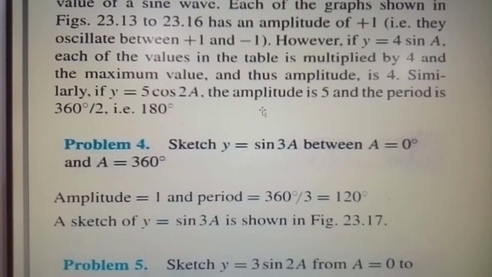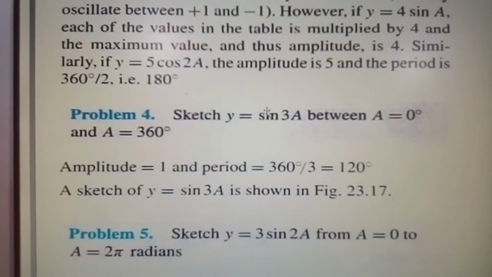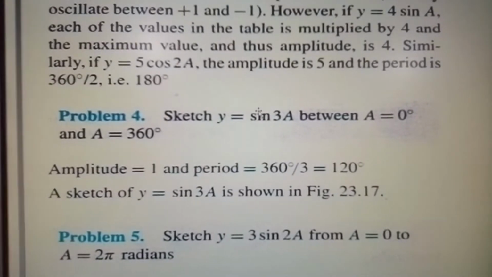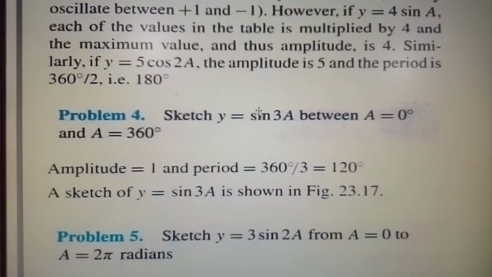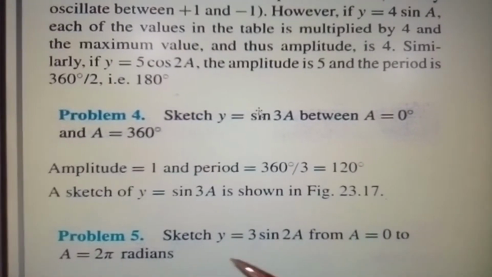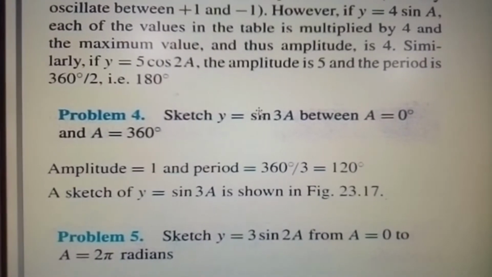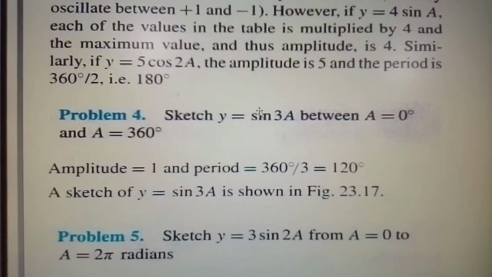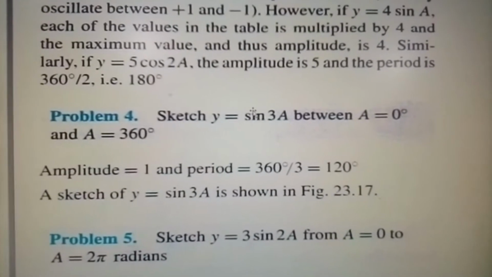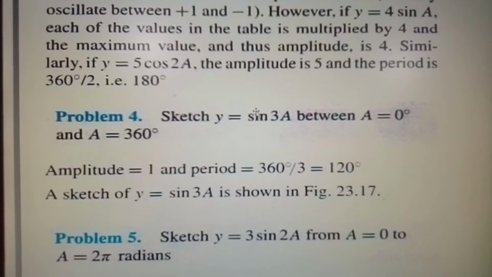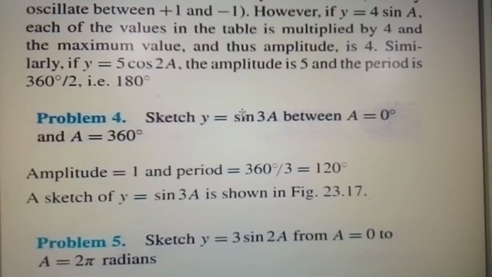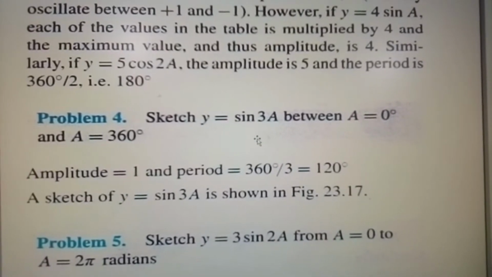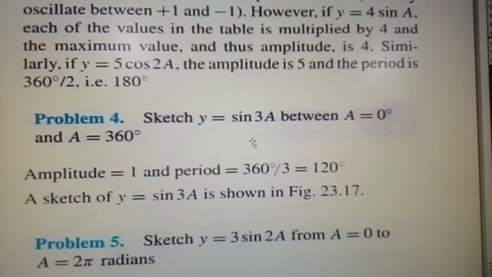Now equals 120 degrees A. Sketch of y equals sine 3A is shown in figure 23.17. Okay, and here we have sketch y equals 3 sine 2A from A equals 0 to A equals 2 pi radians. Now, you need to know what pi represents as an angle in regards to degrees. Okay, and I can tell you it should represent 180 degrees. So if you're taking 2 pi, then that's 2 times pi is 360. Okay, but I don't need to tell you that. Find that out for yourselves.